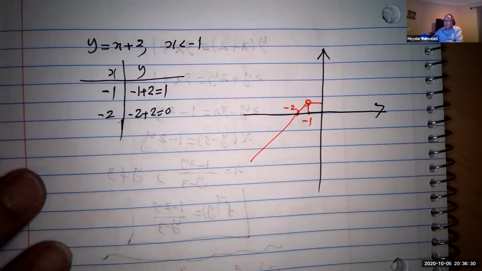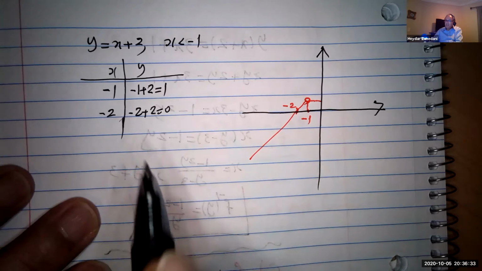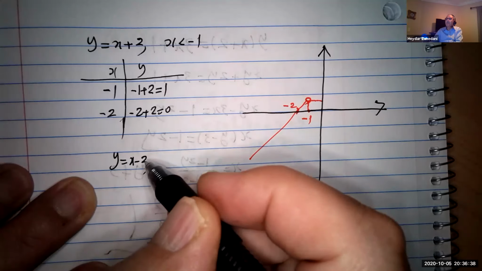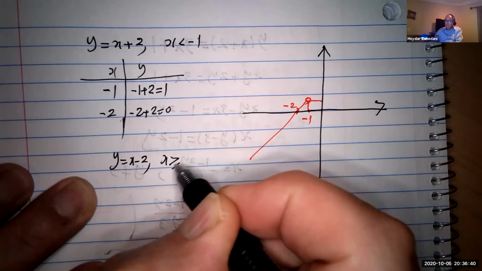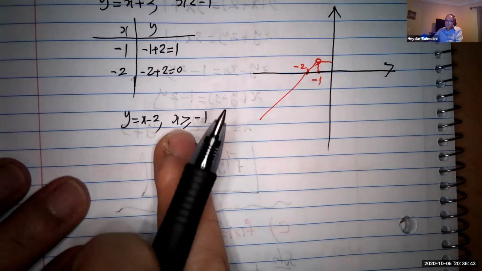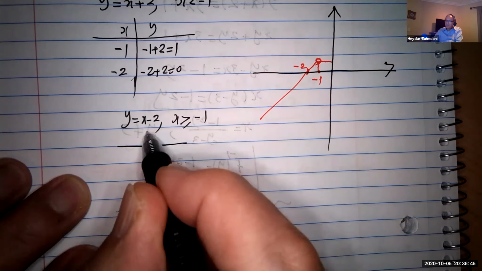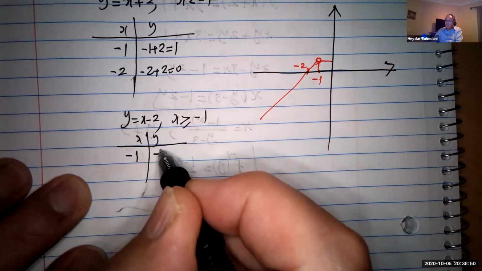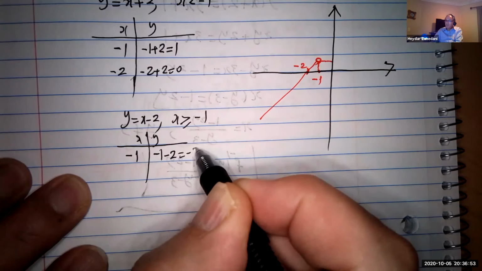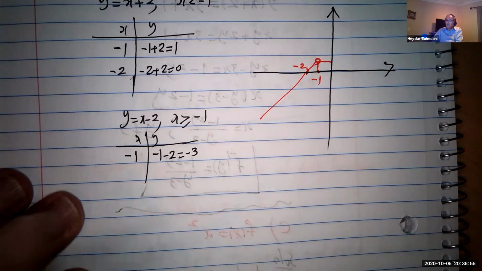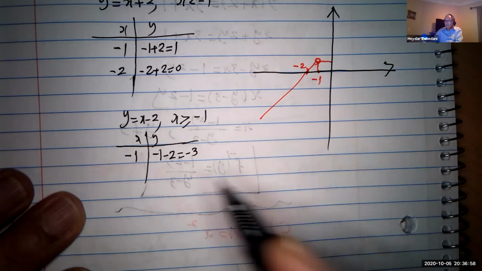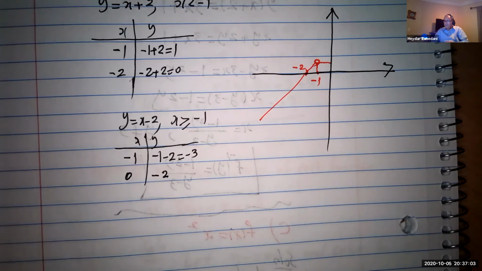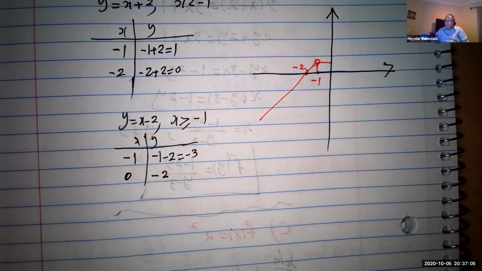So that's the first part. Any question? The second part, y equals x minus 2, and x is greater than or equal to negative 1. Again, you start with this negative 1 in both cases. That's x, y. It's a negative 1. So you have negative 1 minus 2, which is negative 3 this time. Now for something bigger than negative 1, to the right, like 0, that gives a negative 2.